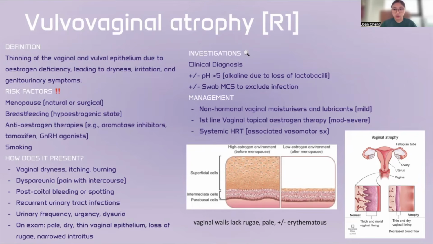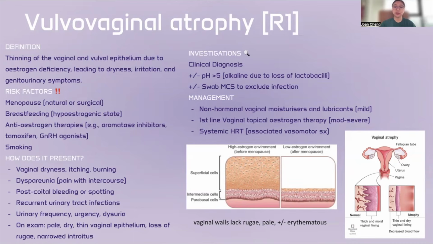So you can see on the pictures over there that the superficial cells in a low estrogen environment are quite minimal. So you can often see vaginal walls that lack rugae. They're pale and they can be erythematous. Often presents with dyspareunia, postcoital bleeding or spotting, recurrent UTIs, and you can have something like what the picture is showing. In terms of investigation, often a clinical diagnosis, you rarely need to test for the pH, or you can do a swab MCS to exclude an STI.